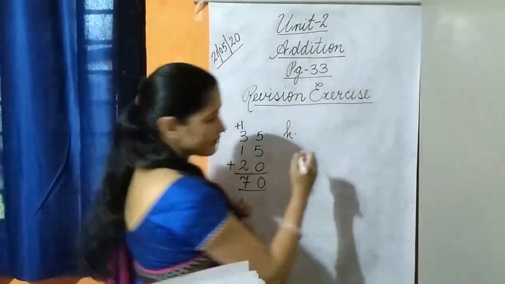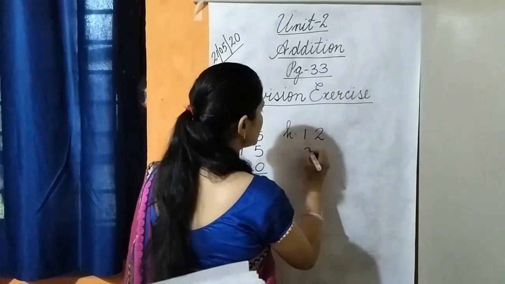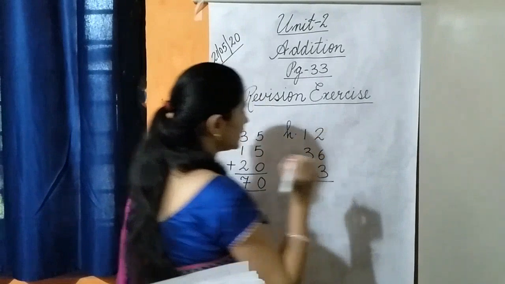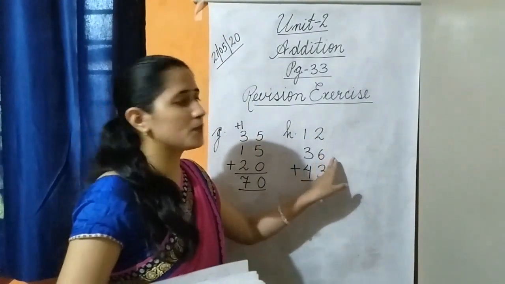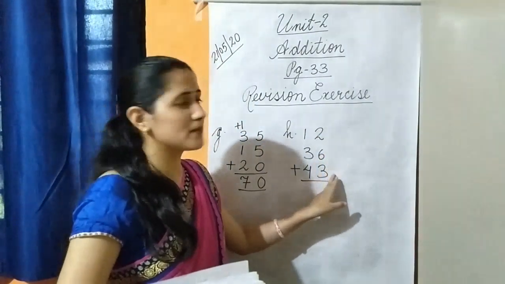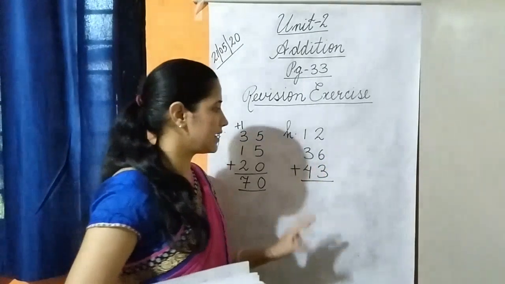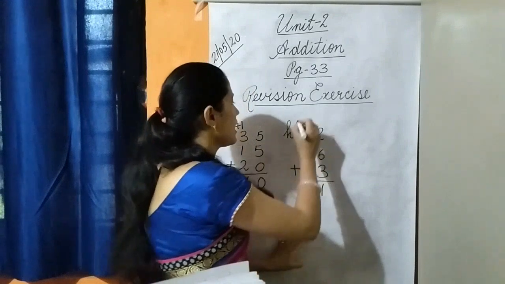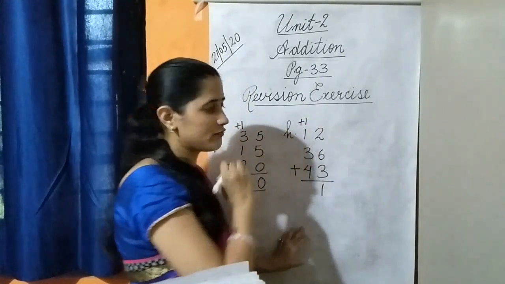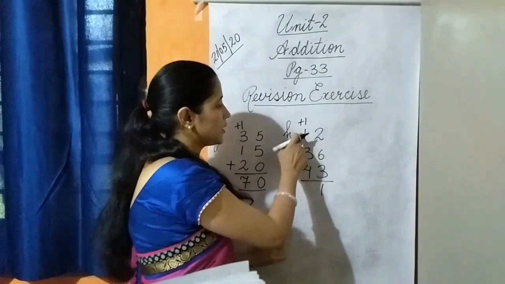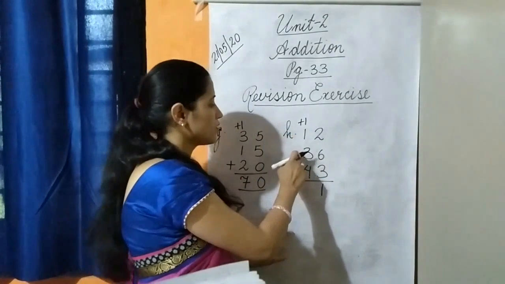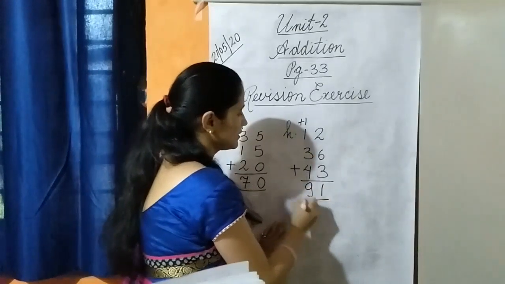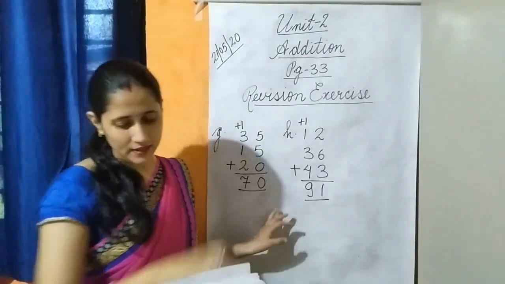H. 12 plus 36 plus 43. 2 plus 6 is 8. 8 plus 3 is 11. We got a two-digit number, so the ones place we keep here and the tens place we carry forward. Then 1 plus 3 is 4, 4 plus 4 is 8, 8 plus 1 carry is 9. 91.